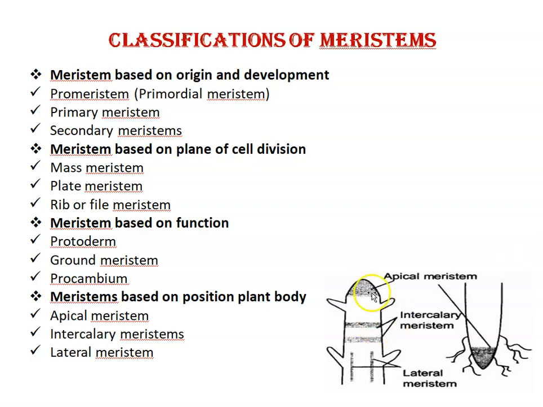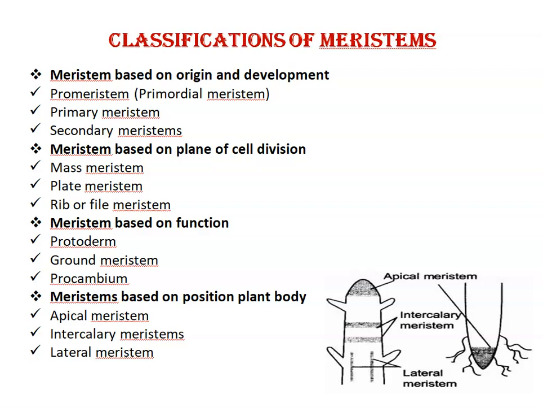You can see here, this is the shoot apex, and this is the root apex, the tip of the root. Second is primary meristem. They are present right from the embryonic stage in plants and remain active throughout the life of the plants. They are found below the promeristem at the shoot and root apex, and at the apex of the leaf and in intercalary parts. They give rise to primary permanent tissues.